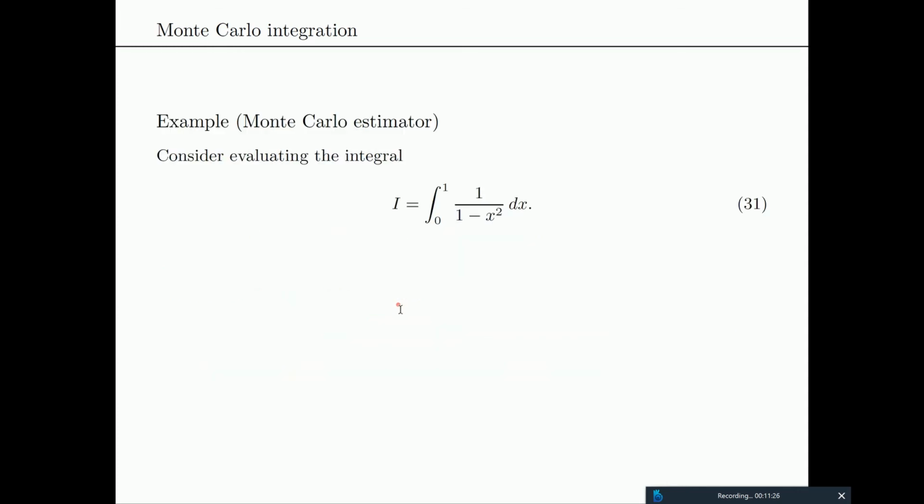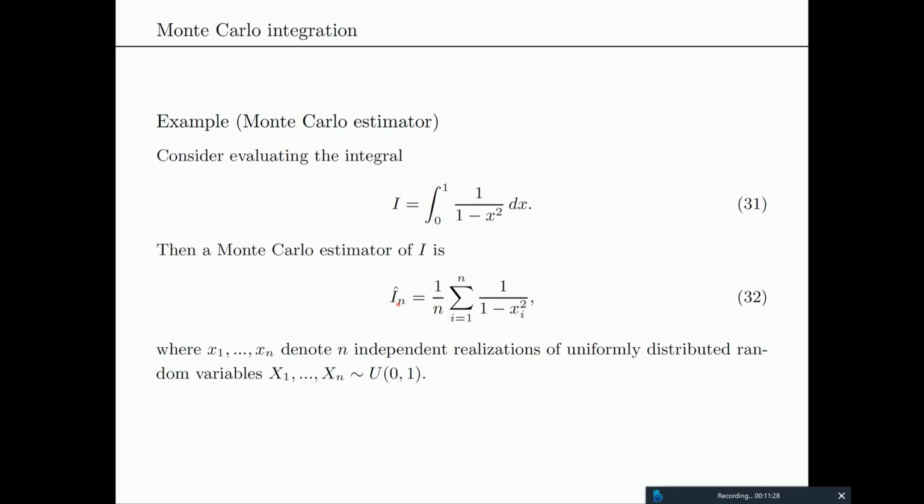Anyway, for a Monte Carlo estimator, for example, if you want to evaluate this integral over 0 and 1, a simple thing that you can do is sample n values from a uniform distribution over 0 and 1, plug them into the integrand, so the thing that you want to integrate, and compute the average. And then you have a Monte Carlo estimate.